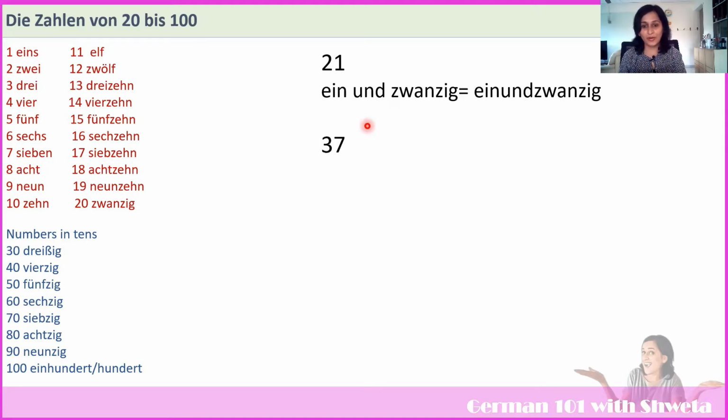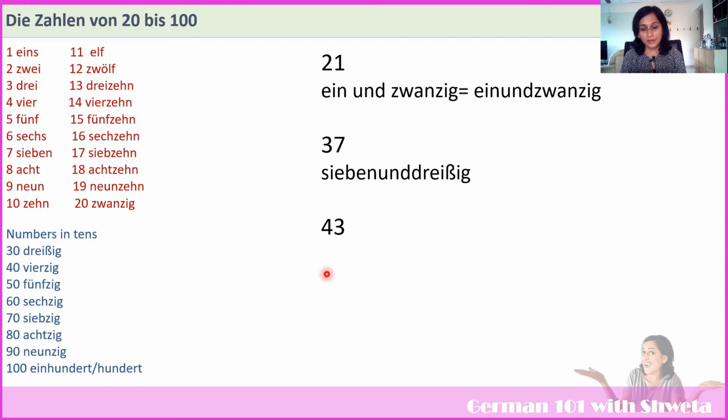Let's take one more number here. Again, by rule, we will take units place number, that is 7, right? 7 is here. Then tens place number is 30. Here is 30. So it will be 7 und 30. Und is and it is connecting these two numbers together. Okay, so 7 und 30.